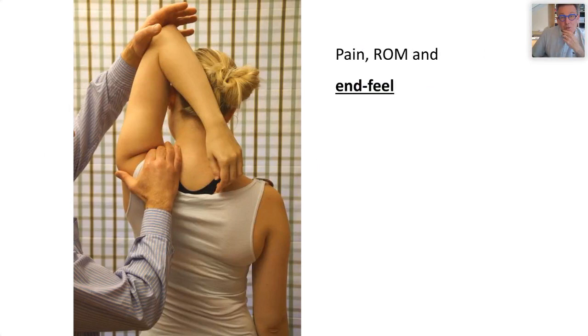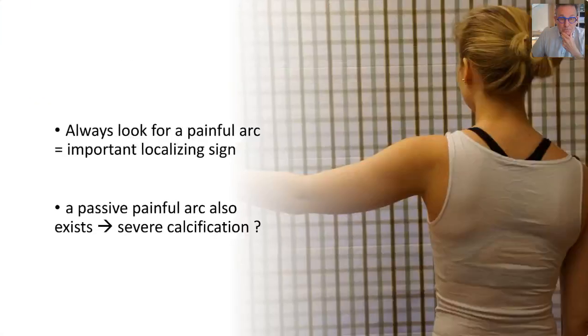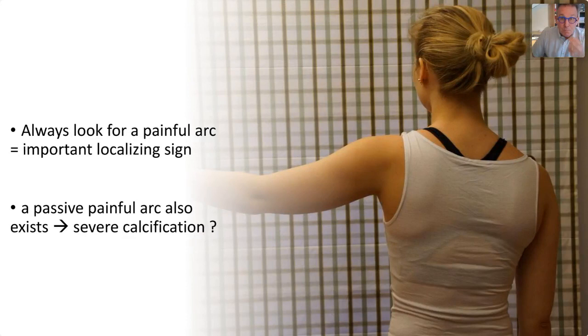We do the same test in a passive way. Go to the end of the movement, slightly provoke, and in normal circumstances, you expect to have an elastic end feel. But okay, make sure you don't miss a painful arc. A painful arc in the shoulder is something that, oh, I love it. I love it enormously. Actually, there are about 6 ways to interpret a painful arc. If you find a painful arc in a functional examination, that could have 6 different reasons.